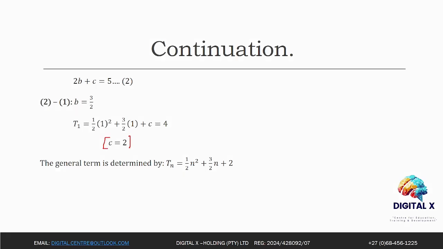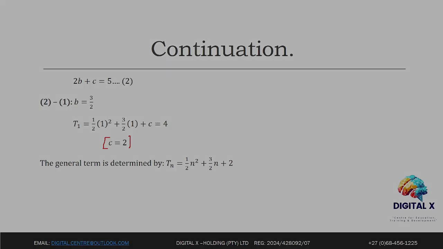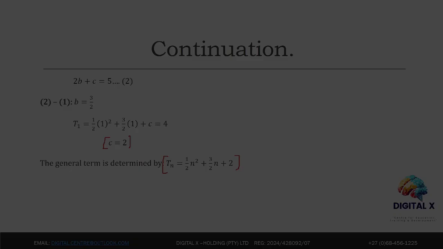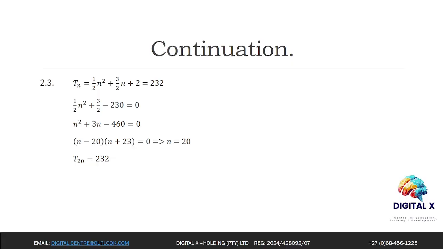And going back to our formula, we substitute everything, and the general term is determined by the following formula. That's how we get the general term. Now, just to reiterate what I said in the previous slide, I mentioned that the general or nth term of this particular sequence or pattern is determined by the following rule.